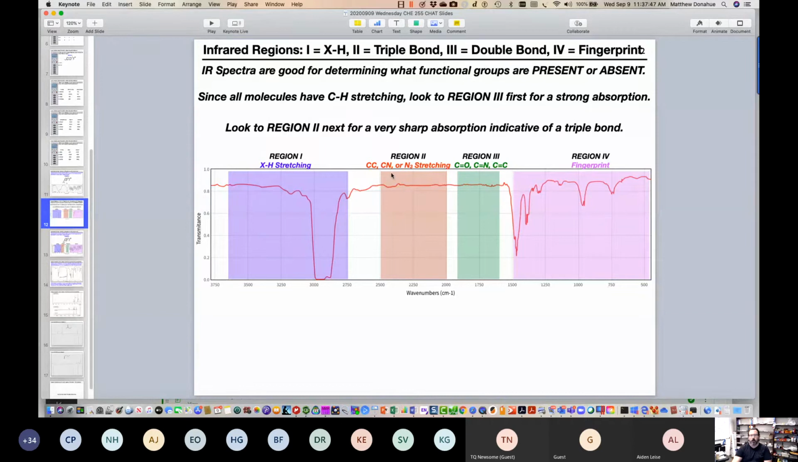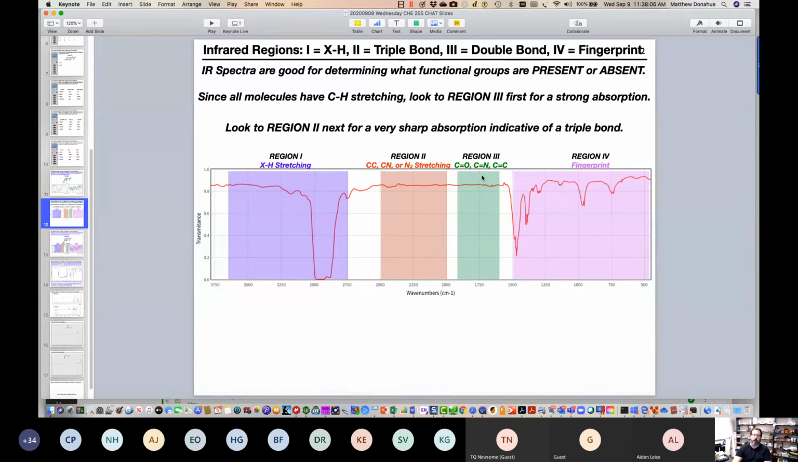Region 2 is the triple bond region. So alkyne, nitrile, cyano, or this N3 group that's called azide. So only those 3 occur in region 2, which is 2,500 to 2,000.